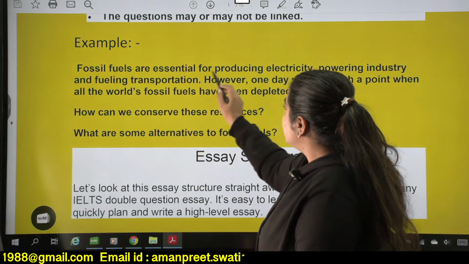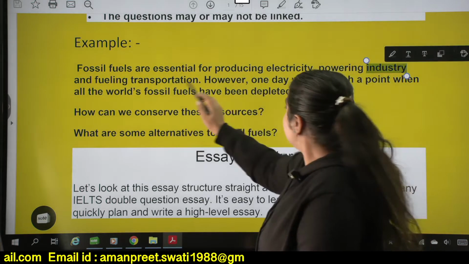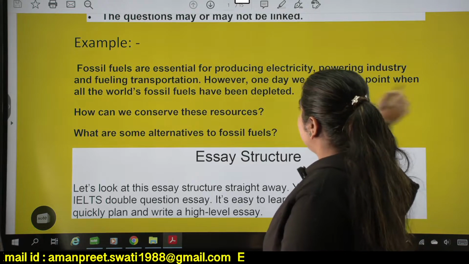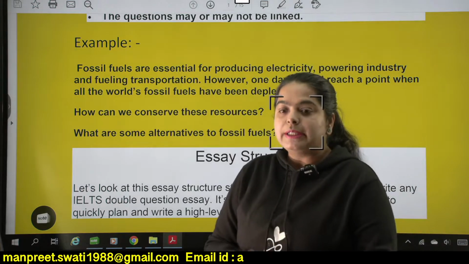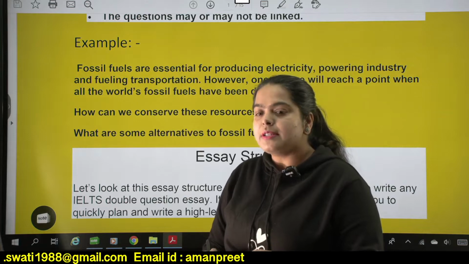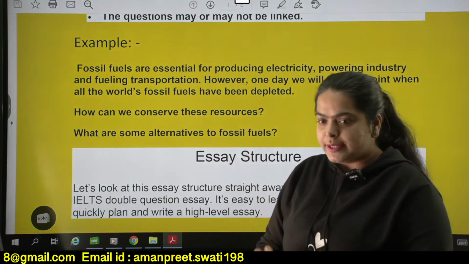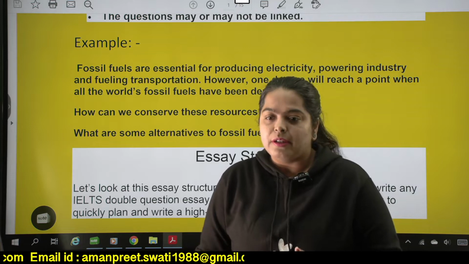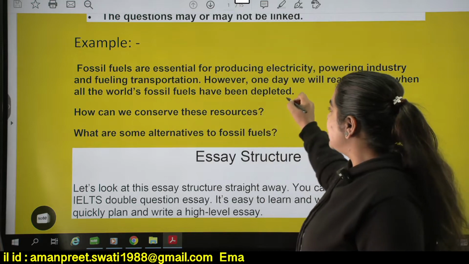Fossil fuels are essential for producing electricity, powering industry, and fueling transportation. However, one day we will reach a point when all the world's fossil fuels have been depleted. So this is referred to as a statement, one statement, wherein the emphasis is on fossil fuels: although they are very essential, they are on the verge of extinction. Soon they will be in the process of being depleted. So this is our statement.